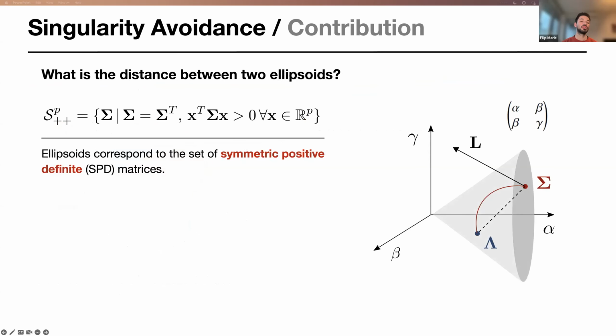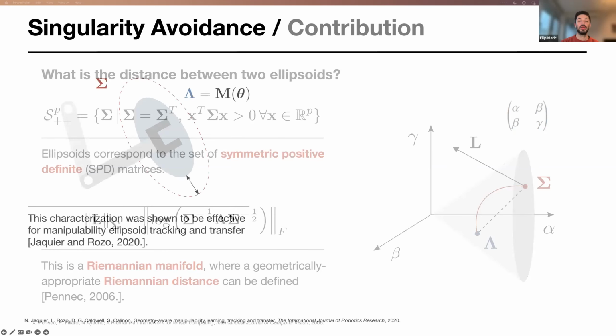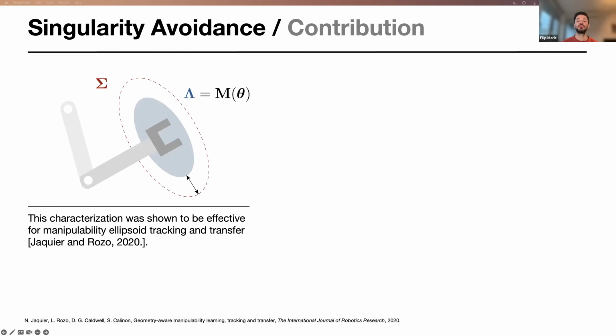However, since ellipsoids are described by symmetric positive definite matrices, we cannot simply take the Euclidean distance between two of these matrices. In fact, ellipsoids form a convex cone in the vector space of symmetric matrices, and they are not a vector space in themselves. However, it turns out that this set describes a Riemannian manifold, where a geometrically appropriate distance can, in fact, be defined. And this geometric description has already been used and allowed us to reason about the differences between two ellipsoids. It has recently been shown that this characterization can be used to successfully perform manipulability ellipsoid tracking and transfer.